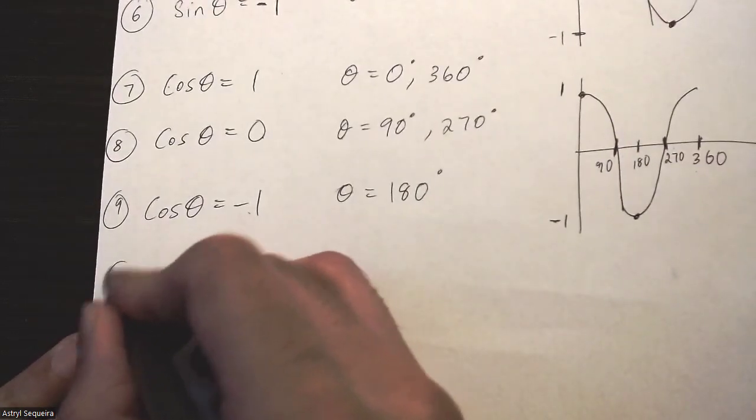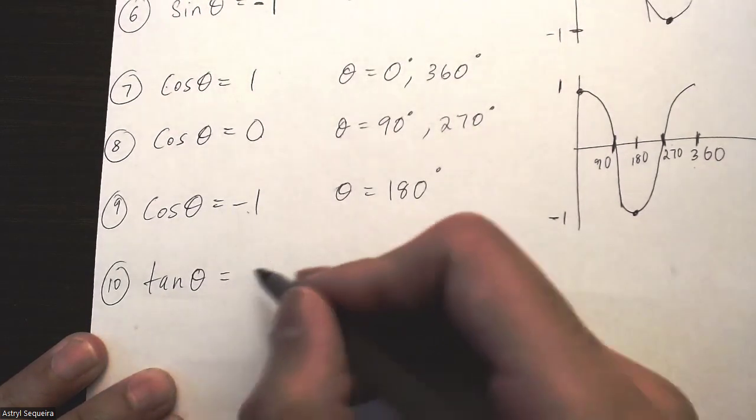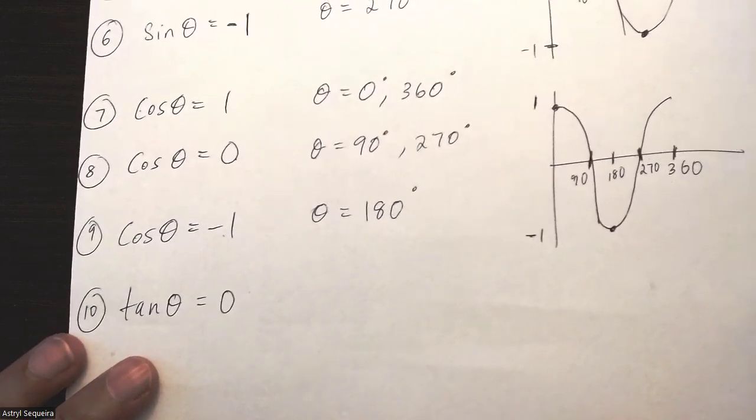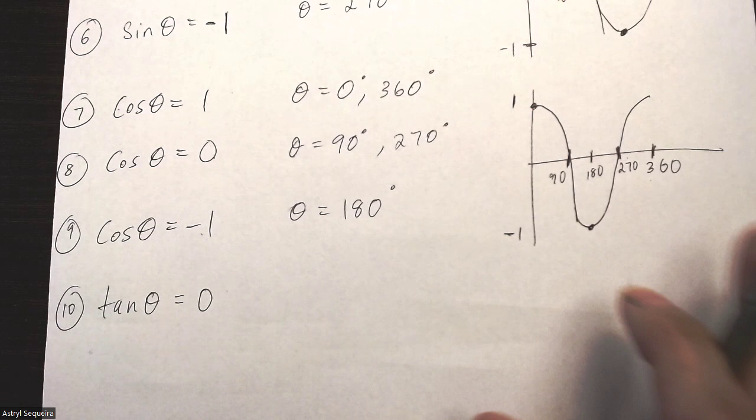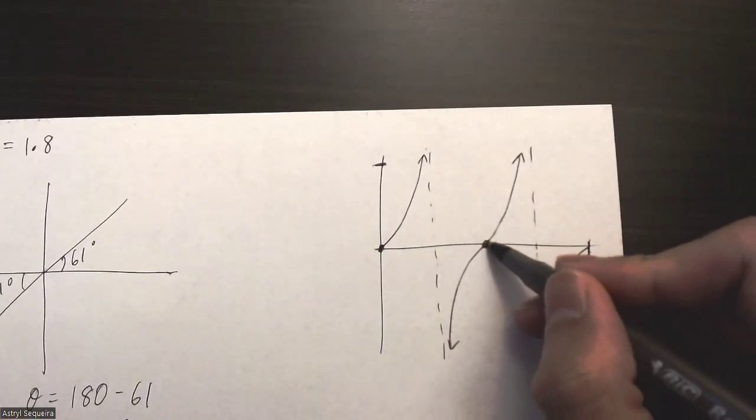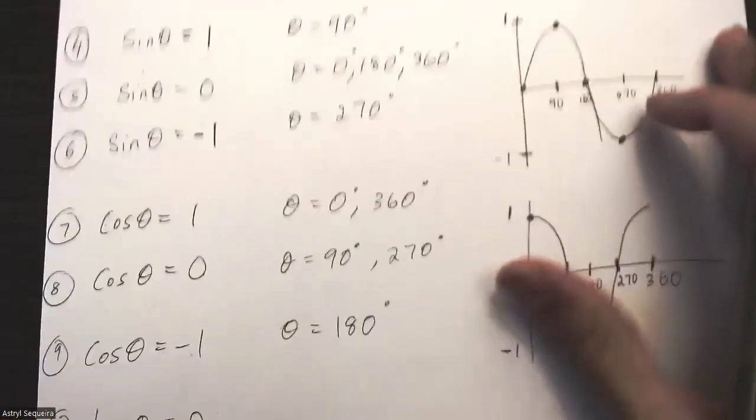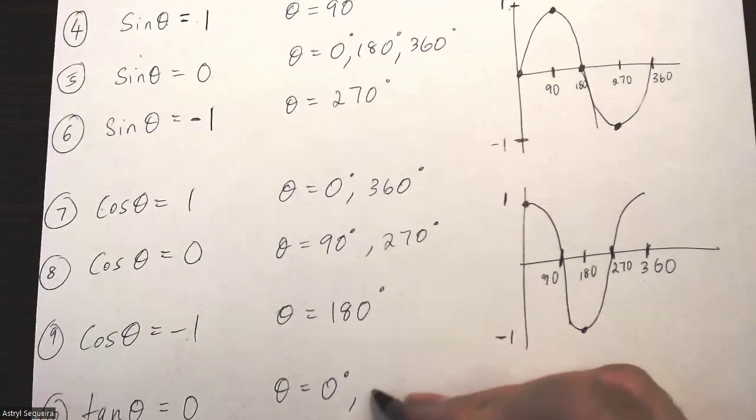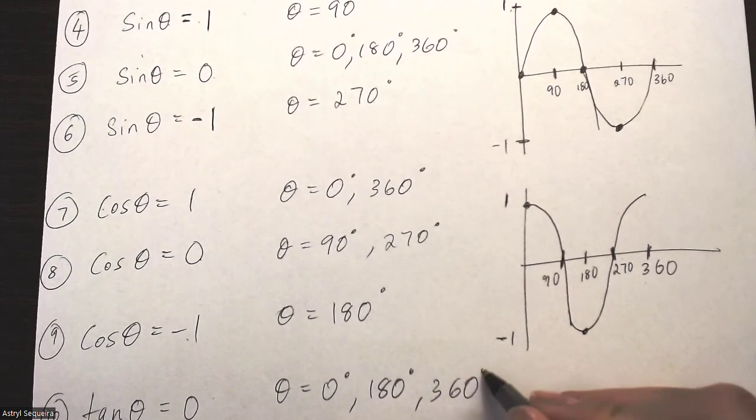Last but not least, let's go to the final exception for tan, and that is tan theta equals 0. Now you can look at the tan graph, which I showed earlier. There's three solutions for tan theta equals 0. Three solutions are 0, 180, and 360. But you can also remember it's the same as sine for this one. So that's an easy way to memorize it.